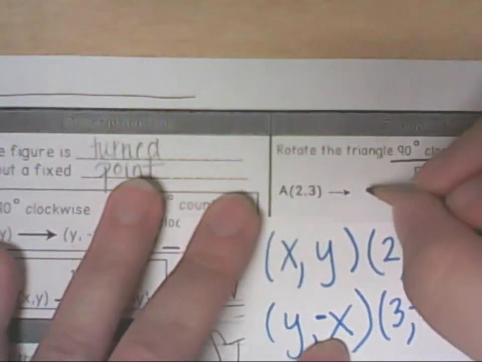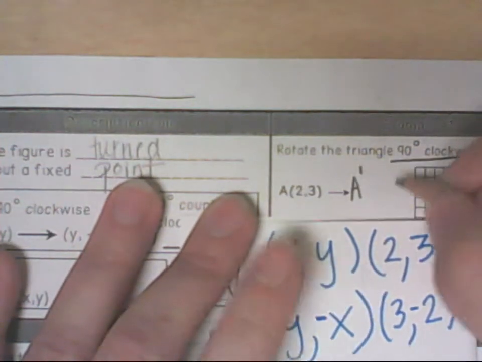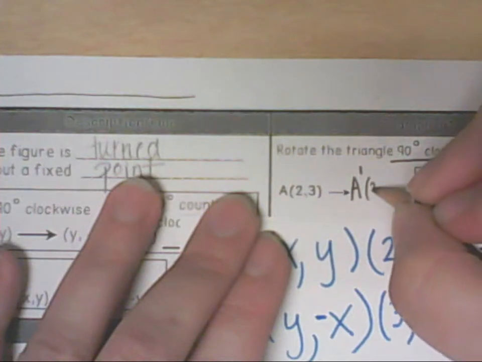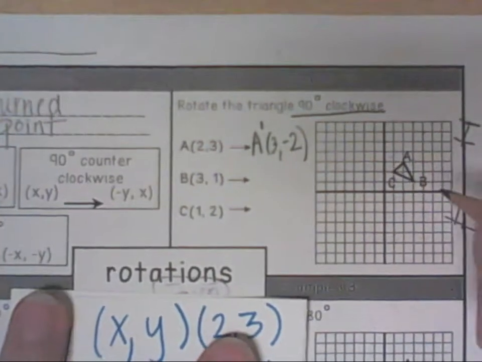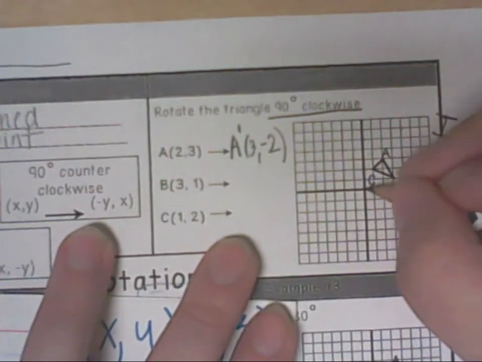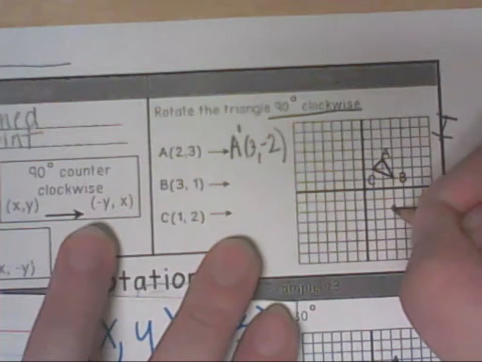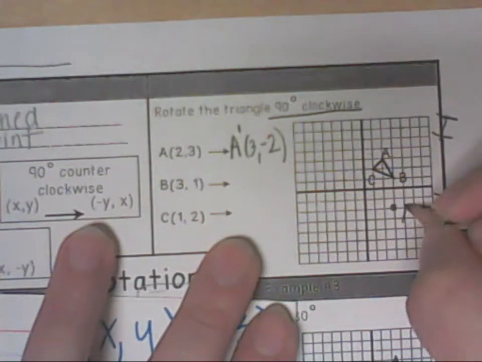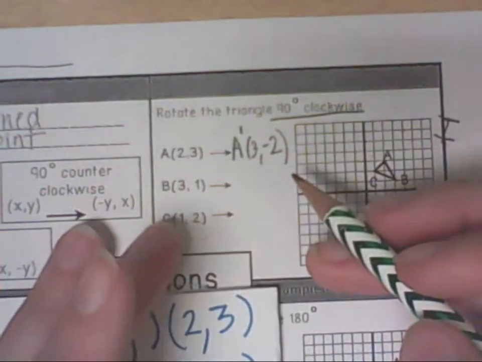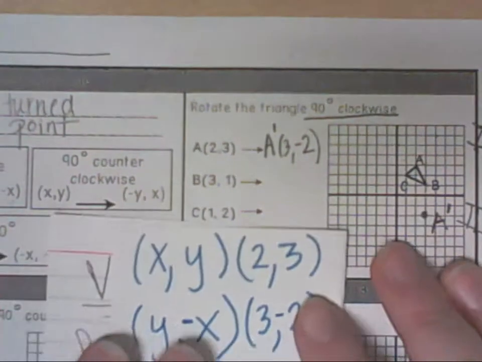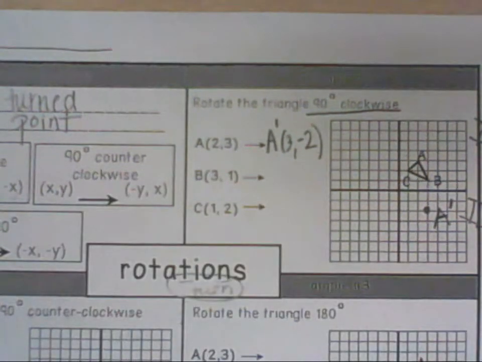So on our chart, we want to have A prime, since it has been rotated, will be 3, -2. And let's go ahead and plot that point. So from the origin, we're going to go over 3, 1, 2, 3, down 2. And we're going to label it A prime. Okay, we're going to do the same thing for B. Look at our rule.